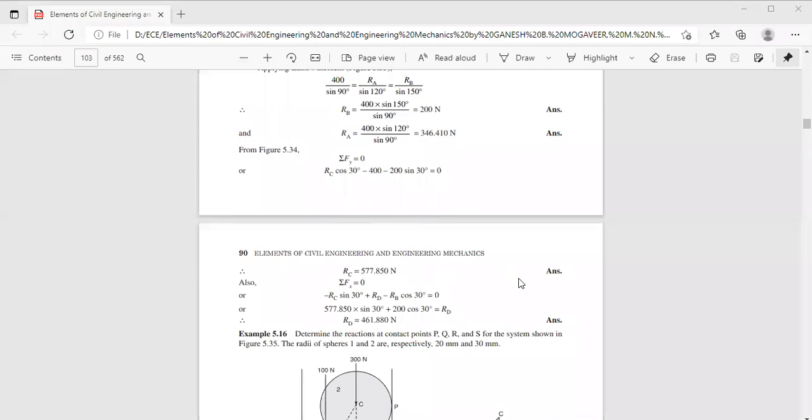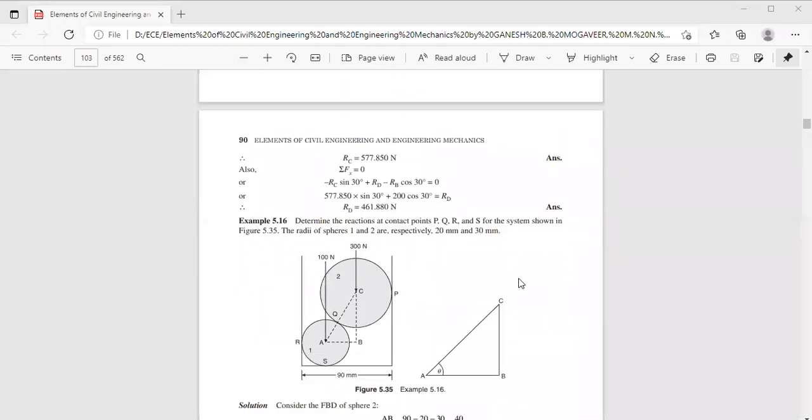So I think we can proceed with the next problem. Now again here you have two spheres. Determine the reaction at contact points P, Q, R and S for the system shown in figure. The radii of the sphere 1 and 2 are respectively 20 millimeters and 30 millimeters. So this is sphere 1. The radius of this sphere 1 is 20 millimeters and the radius of the sphere 2 is 30 millimeters.